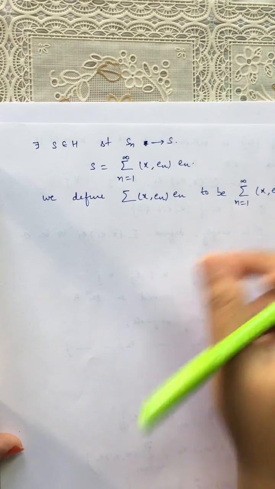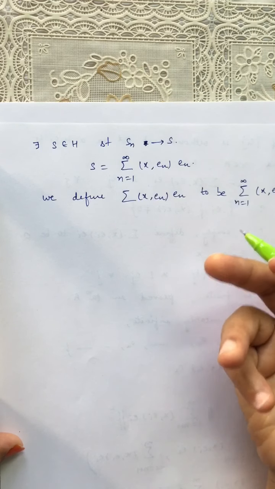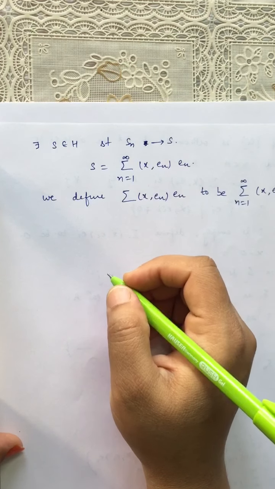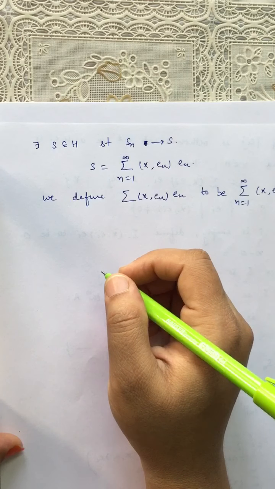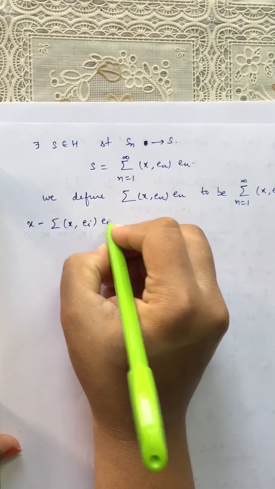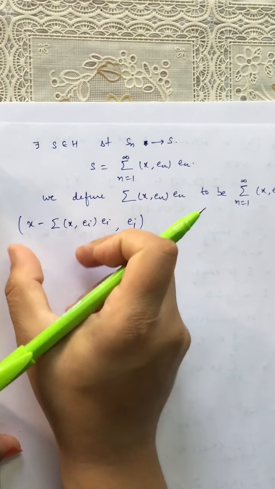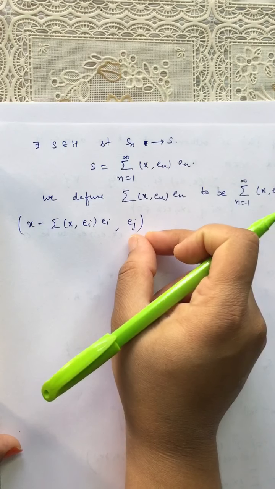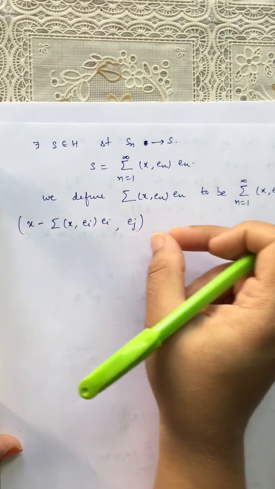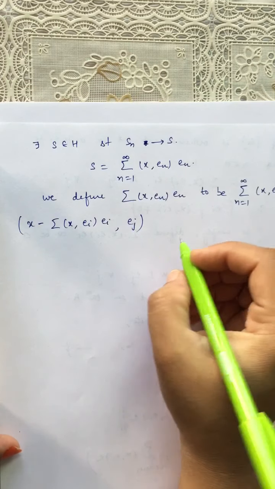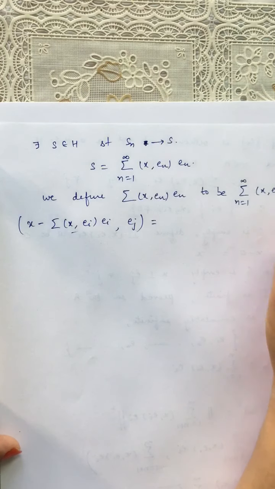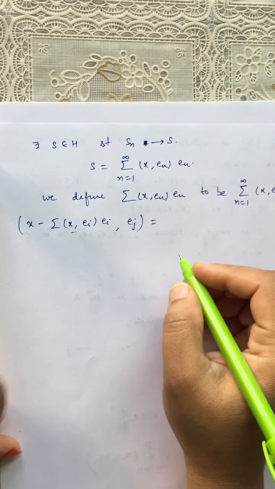Now what happened to this summation when we rearrange the vectors of S? So firstly we observe that x minus summation ⟨x, e_i⟩ e_i, because we want to prove that this vector is perpendicular to e_j. That means we want to prove that the inner product of this vector and e_j is 0. So we will prove this.